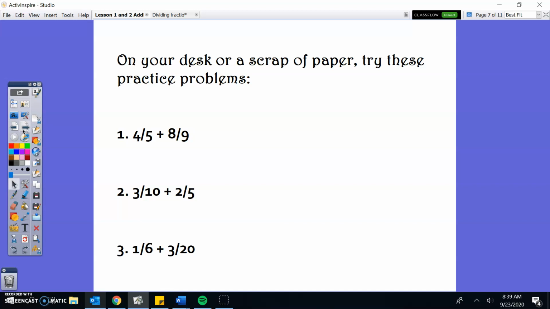So if you're continuing to watch, that means you've completed these 1, 2, and 3 practice problems. We're going to go over them together, and I want you to check your work and see if you got them correct. So let's see, for number 1, 4/5 plus 8/9. So the first thing I'm going to do whenever I'm adding fractions is I'm going to look at my denominators and see if they are alike. It looks like I have unhappy denominators.